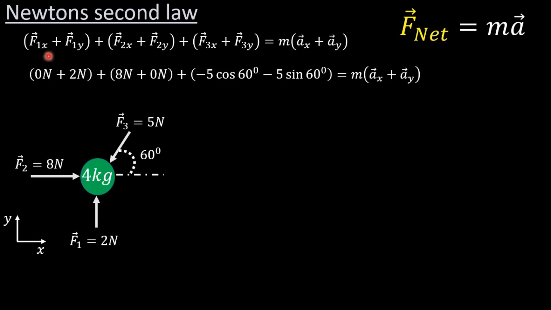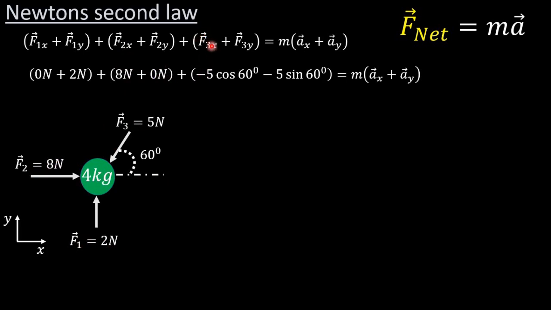So for force 1, it's got 0 newtons in the x direction, because it's acting entirely in the y direction. So force 1 has 0 newtons in the x direction, and it's got 2 newtons in the y direction, as shown here. Force 2 has 8 newtons in the x direction and 0 newtons in the y direction. And force 3, we just find its components.